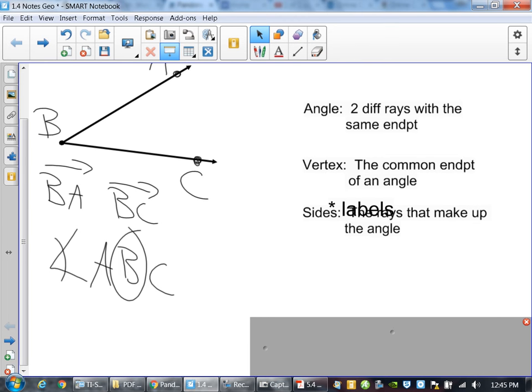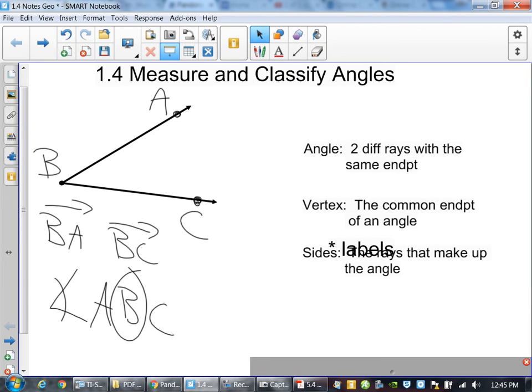I'd say about 90% of the time, you're going to be writing your angles out with three letters. It does not matter what direction you go, as long as your vertex is the one in the middle. So angle ABC is the same as CBA. It means the same thing. As long as B is in the middle, you're fine.